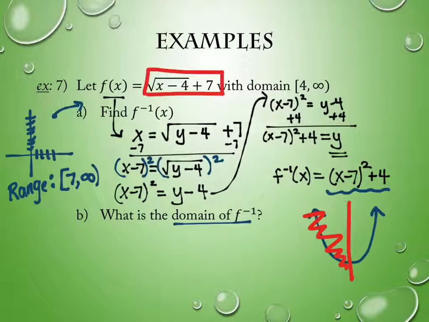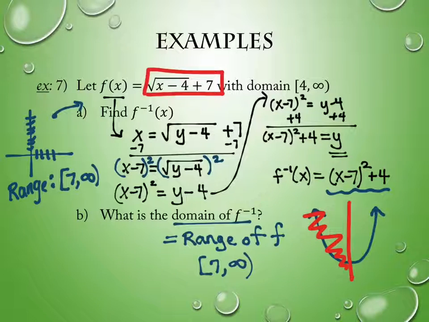When it asks me for the domain down here, if x and y are switching, which is exactly what's happening, x and y switch, then so do domain and range. The domain of f inverse is equivalent to the range of f. And the range of f was 7 to infinity. And you can only know that if you go back and look at where you began.